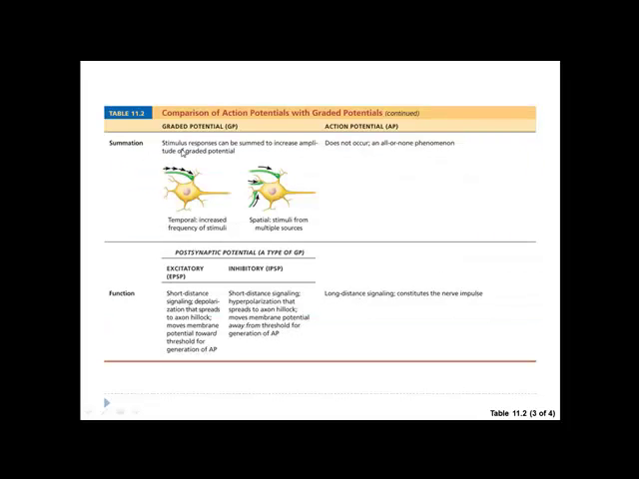Okay, going on. Stimuluses. You can have a temporal or you can have a spatial. Temporal means you have more stuff coming in over time. The frequency is increased. Spatial means you have a bunch of dendrites getting activated. Alright, doesn't occur in an action potential.